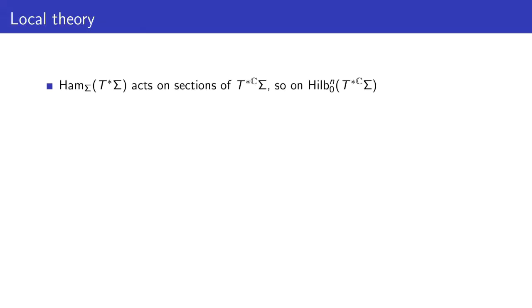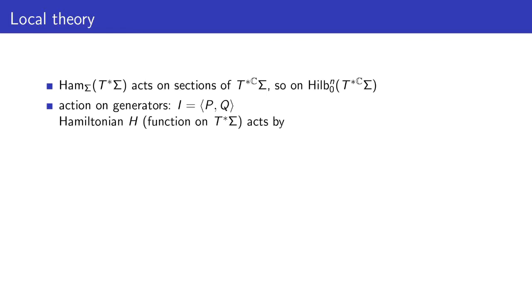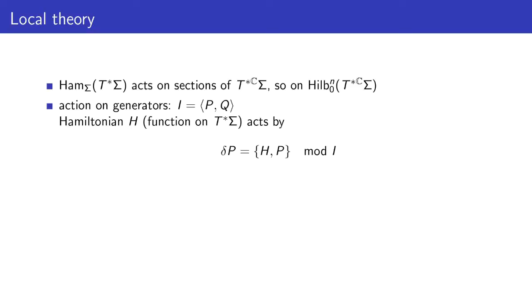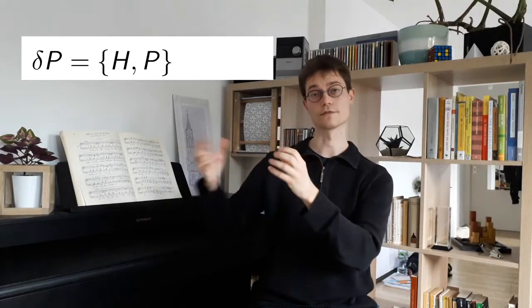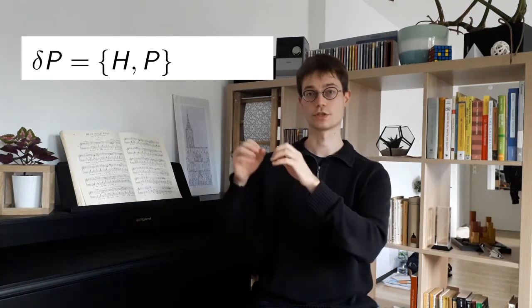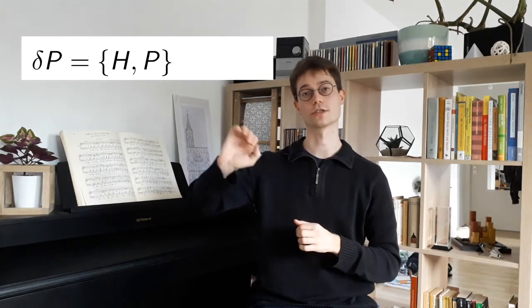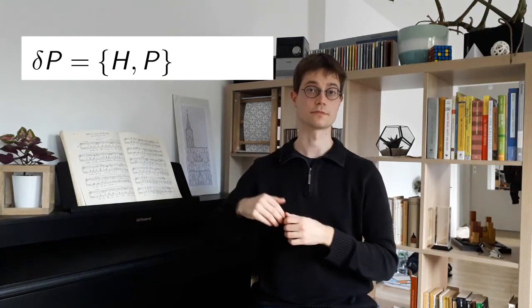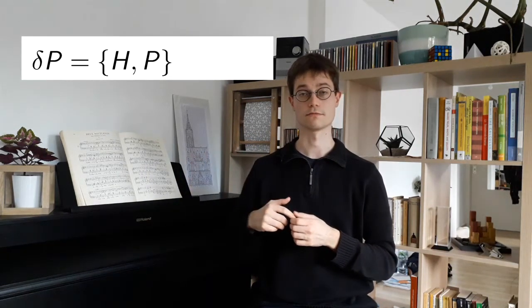To describe the section more precisely, let's take an ideal with two generators P and Q, and take some Hamiltonian function H on your cotangent bundle, which generates a flow which generates the symplectomorphism. Then your ideal will change as follows. The first generator, P, its variation is given by the Poisson bracket of P with H. So this is a standard formula in symplectic geometry, which gives you the change of a function under some symplectomorphism generated by some function H.